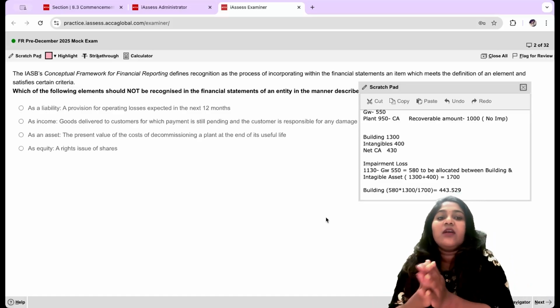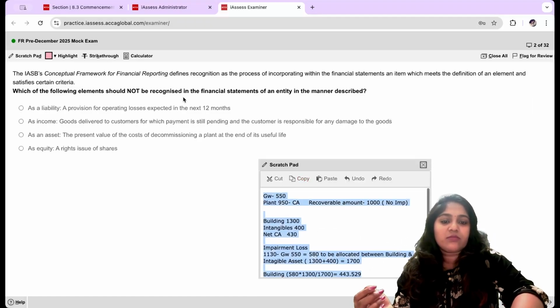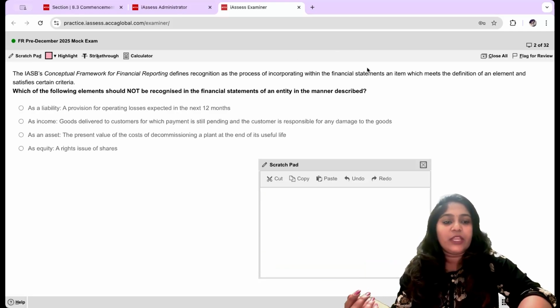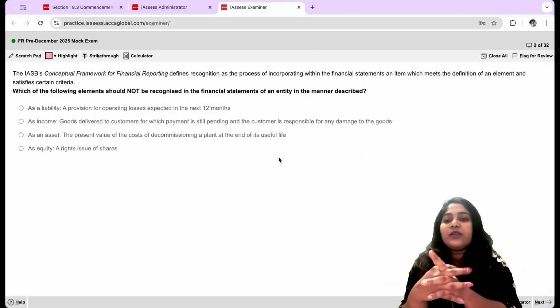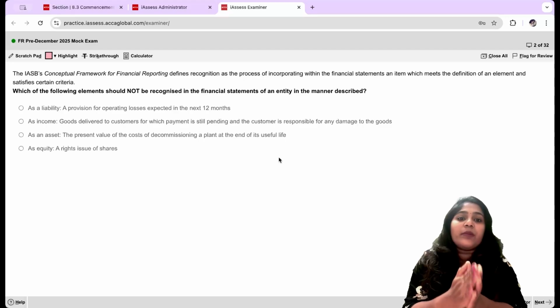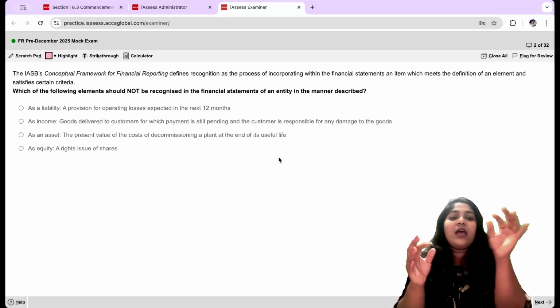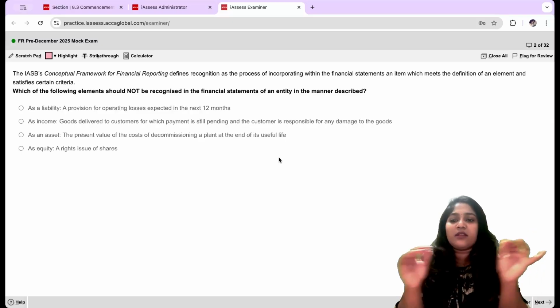Looks like we have a theoretical question here. So let me just delete off my scratch pad. I don't need this anymore. Then we'll move to the theoretical question. IASB's conceptual framework for financial reporting defines recognition as the process of incorporating within the financial statement an item which meets the definition of an element and satisfies certain criteria.